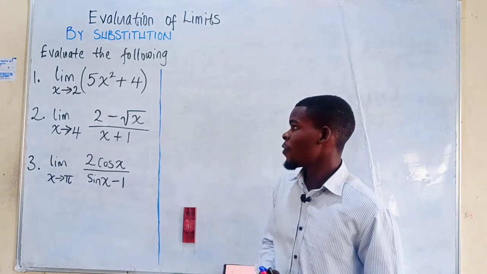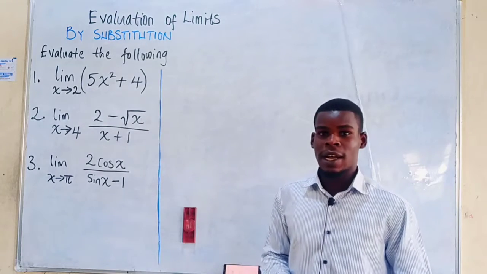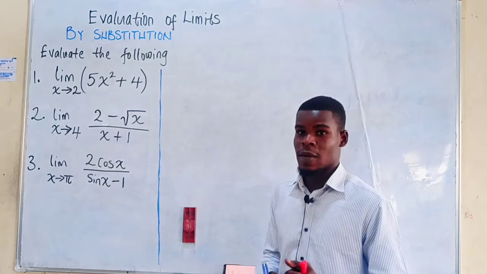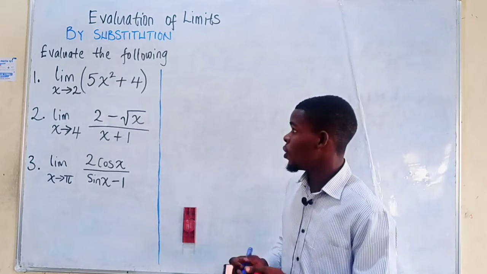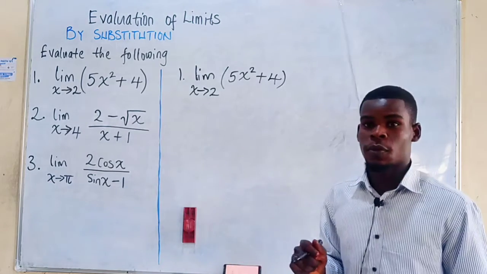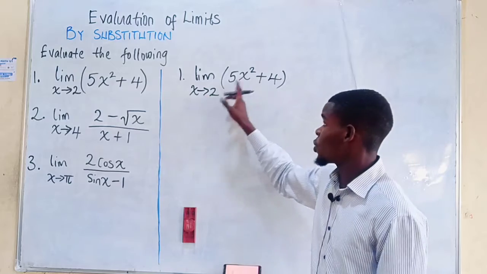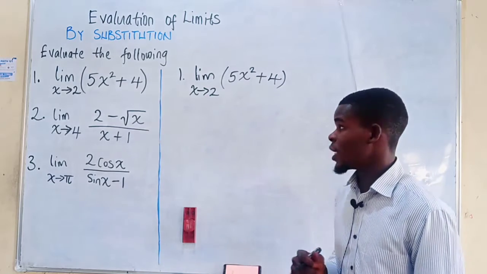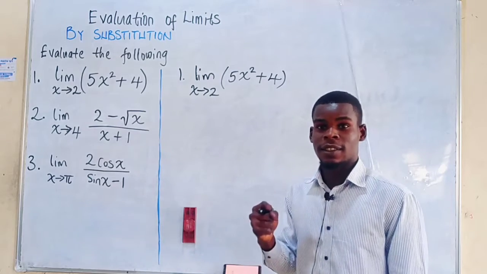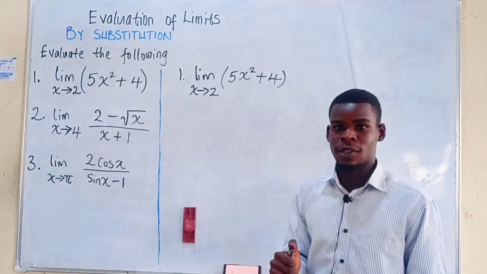So here we have the first question: the limit of 5x squared plus 4 as x tends to 2. So we want to find the limit of that function as x approaches 2. Let me put it down here. By substitution, we just plug in this value that x is approaching and see what we get. If we have a real number as an output, then that limit exists, and that real number is the limit of this function.